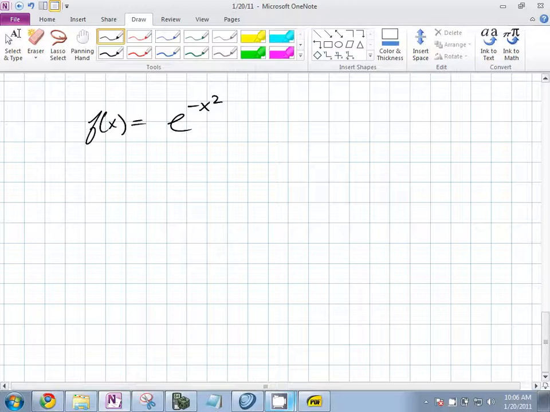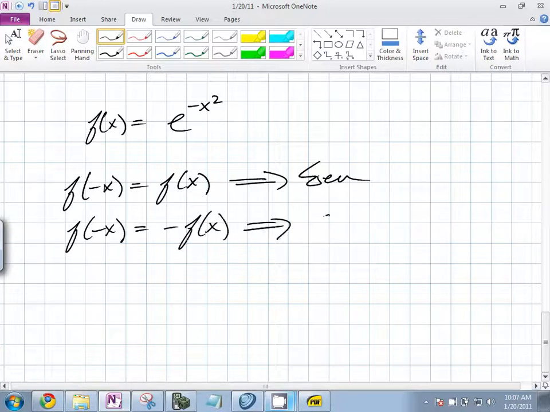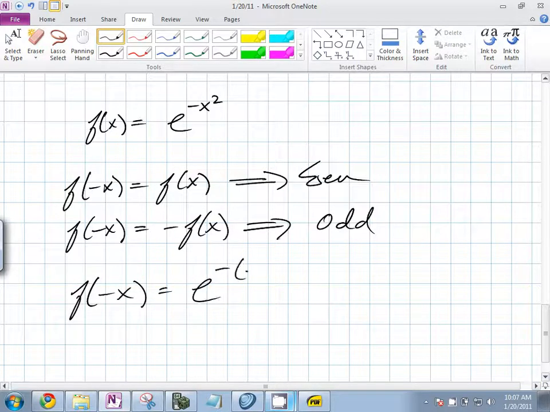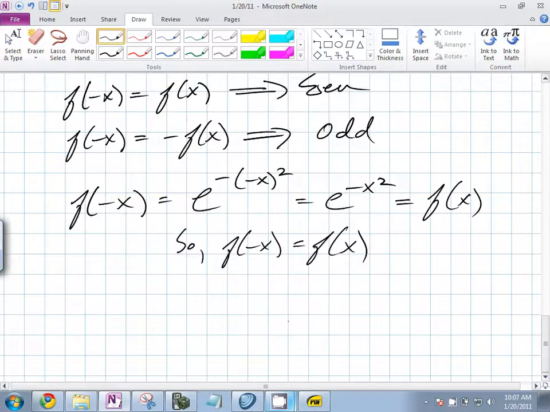Plug in negative x. You always start by plugging in negative x. We did that a bunch of times yesterday. So you plug in, if f of negative x is equal to f of x, then what? The function is even. And if f of negative x is equal to negative f of x, it's what? Odd. So you start by plugging in, so what is f of negative x? e to the negative x squared. What is negative x times negative x? So you're going to end up with e to the negative x squared, which is what? Which is f of x. So f of negative x is equal to f of x, so it's what? So even. This function is even.